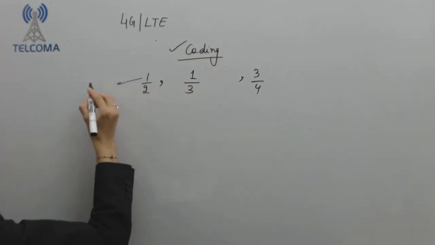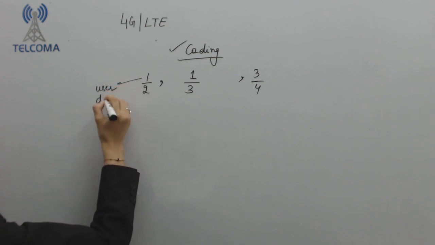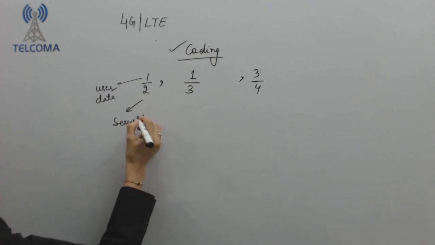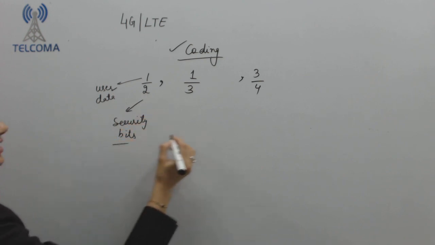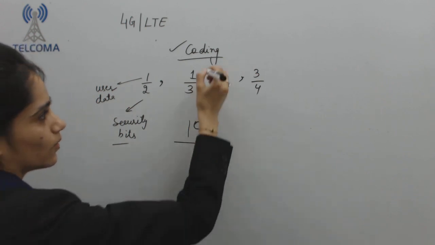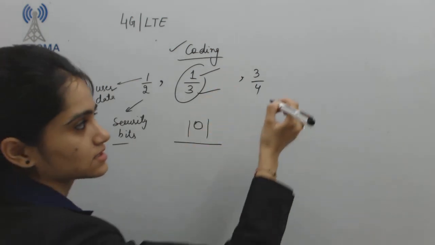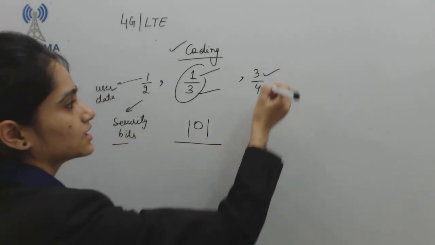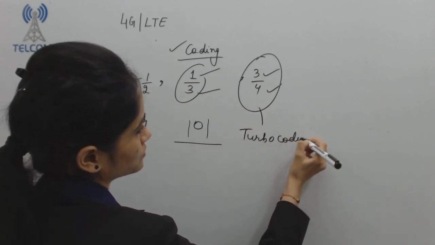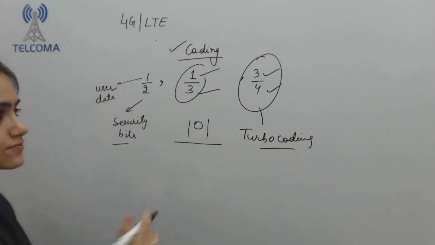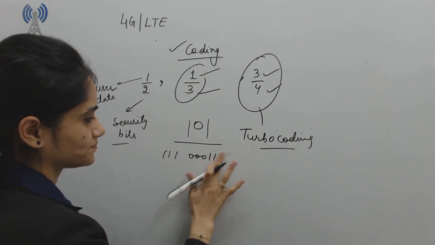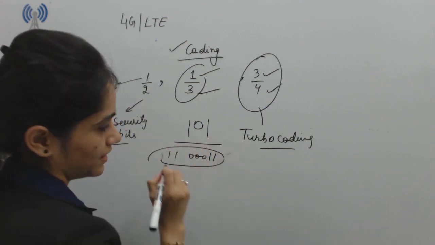That means if 1 represents user data and 2 will represent security bits. That means if 1 is my user data, I will add 2 as security bits. 1 data, 3 secure bits. 3 data and 4 secure bits. That means this 3/4 coding is turbo coding, and we are using turbo coding method in this because for 3 bits I am adding 4 secure bits to protect my data.